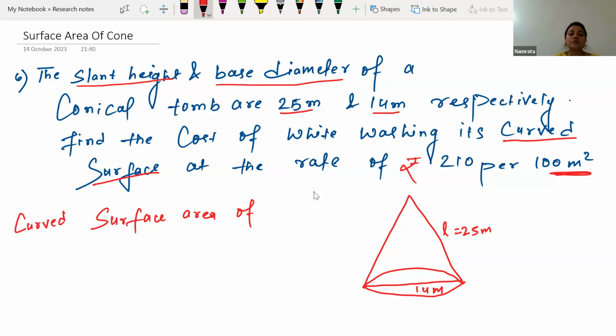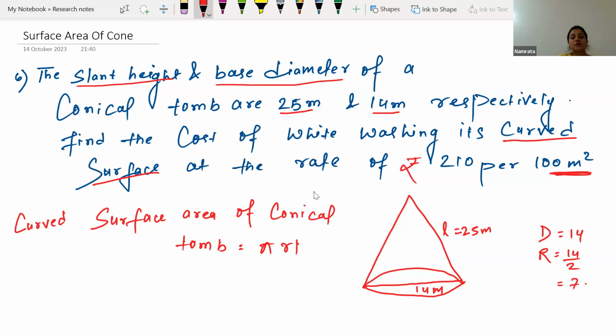So the curved surface area of the conical tomb is pi RL. R we already know, because the diameter is given as 14, so the radius is 14 over 2, that is 7 meter. R we know, L we know, so easily we will be able to find the curved surface area, right? Yes or no?